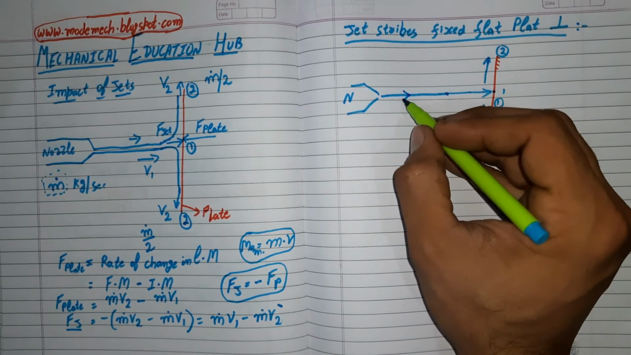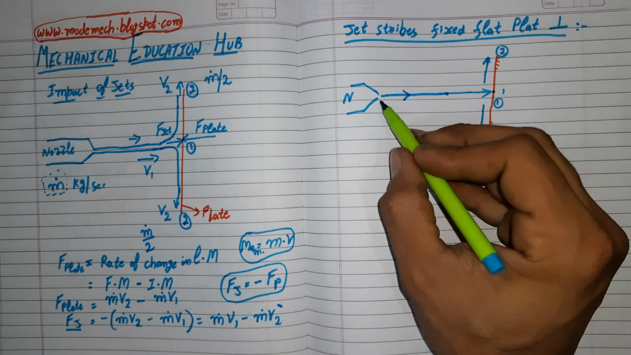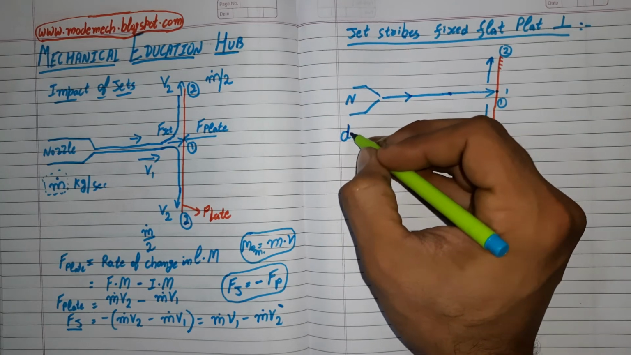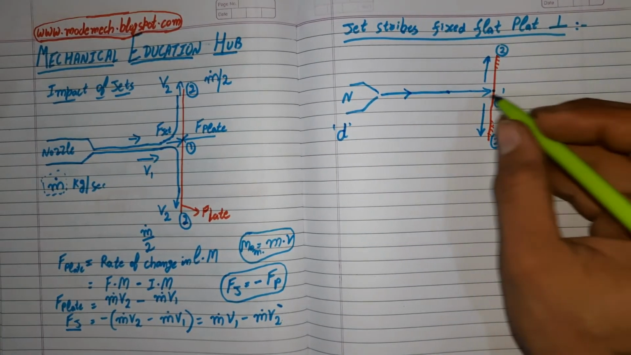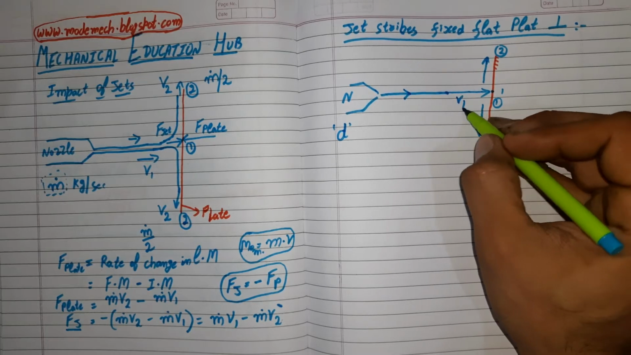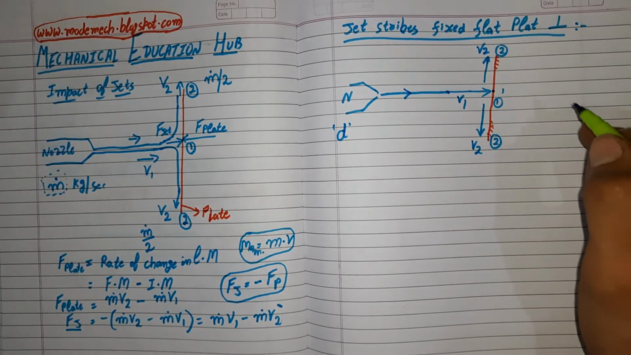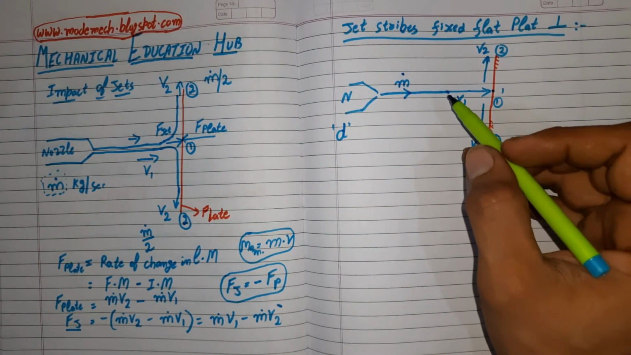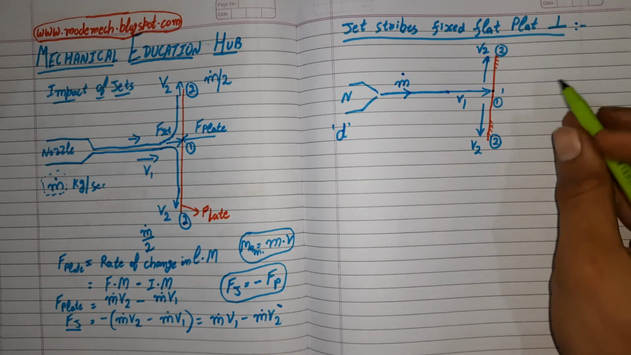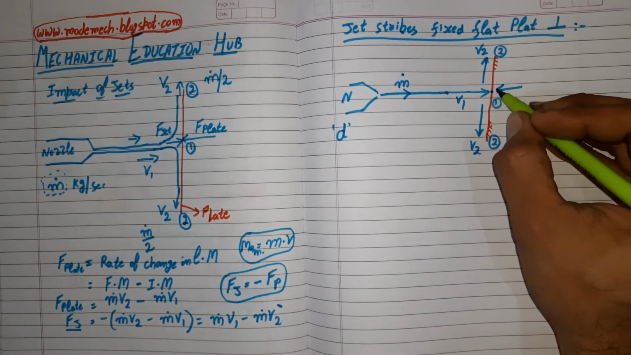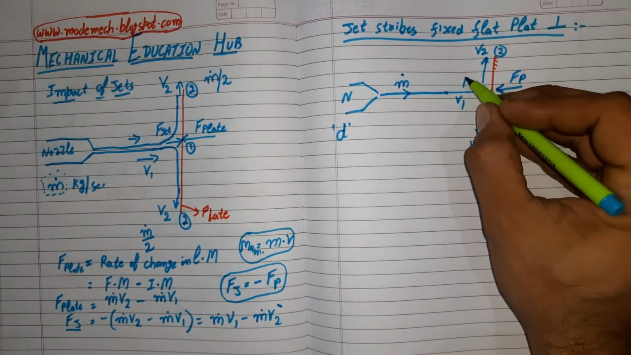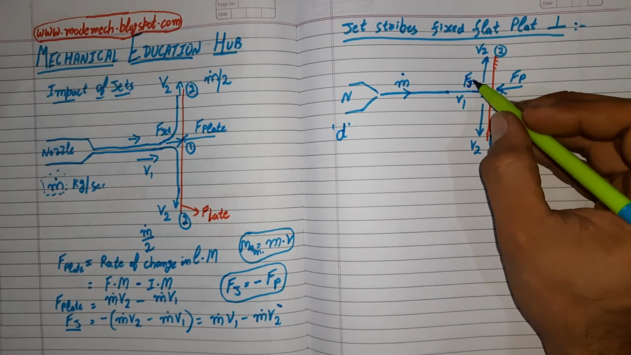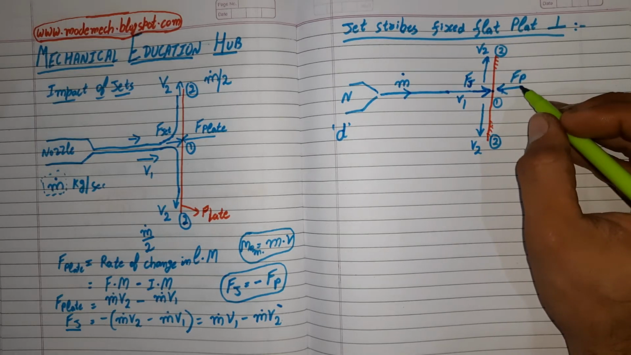Now this water jet will have some diameter also. I'm simply showing this with a straight line, but in the actual case this will have some diameter also. Say the diameter be d. It is entering with velocity v1 and exiting with velocity v2. Similarly, m dot is the mass flow rate in kilogram per second. From here we will get the reaction force of the plate, and this will be the force applied by the water jet. I have simply denoted this with Fj, and Fp will be the force of the plate.